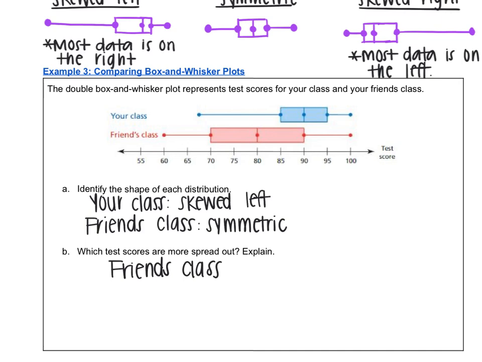So that's it for 7.2 box and whisker plots. So make sure if you need to, you go back and rewatch this video as many times as you need to and get everything taken care of on that.